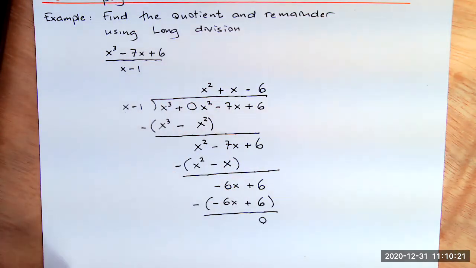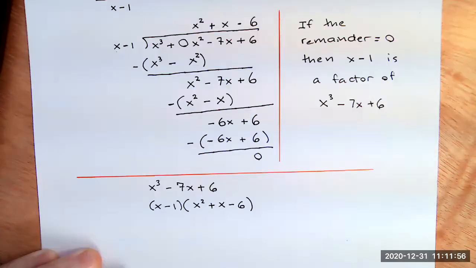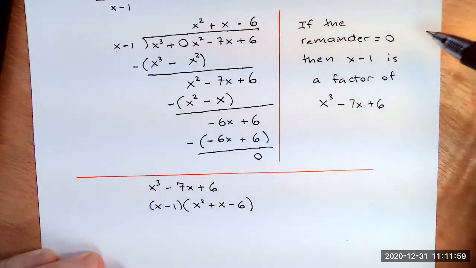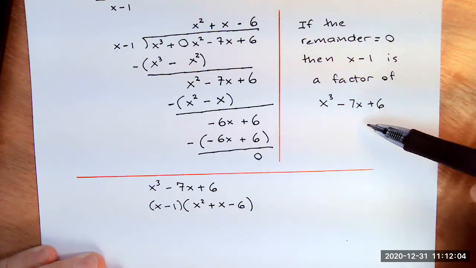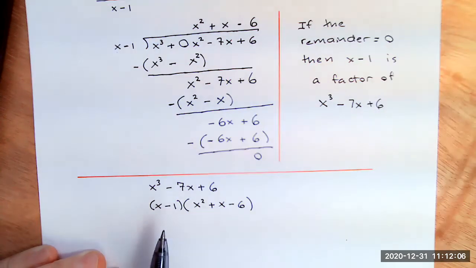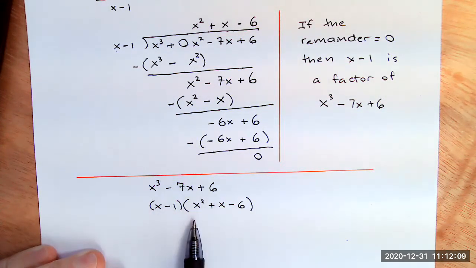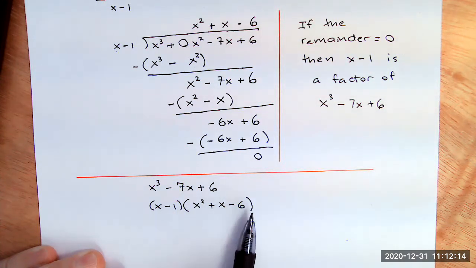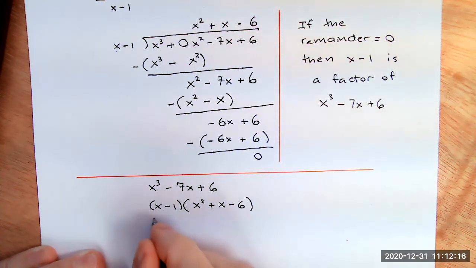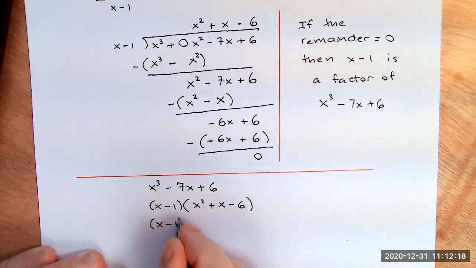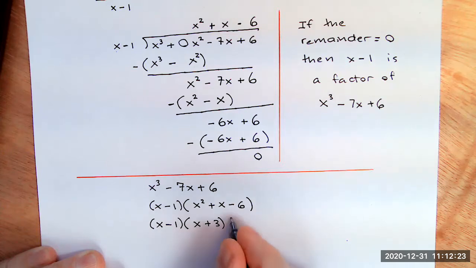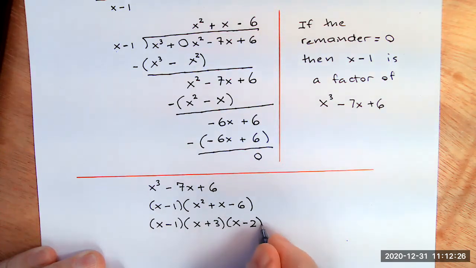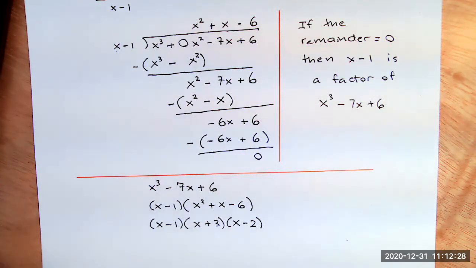Let me write that down for you. So if x minus 1 is a factor of x cubed minus 7x plus 6, we can write it as x minus 1 times our quotient. And you may be able to factor that one in your head. This is just going to be x plus 3 times x minus 2. Let's try another.